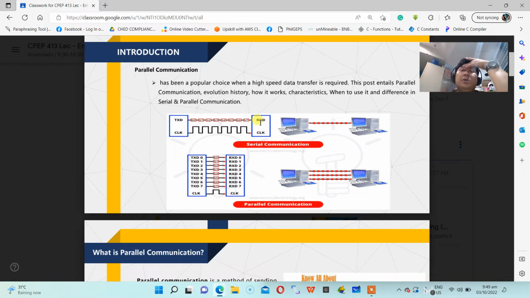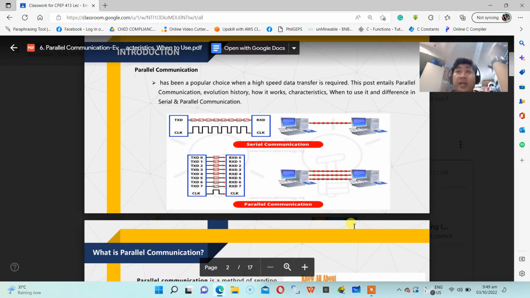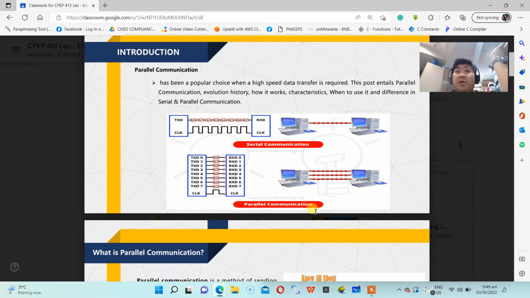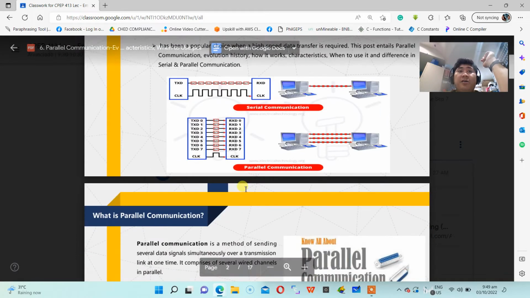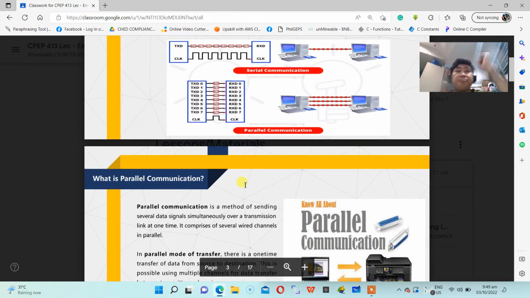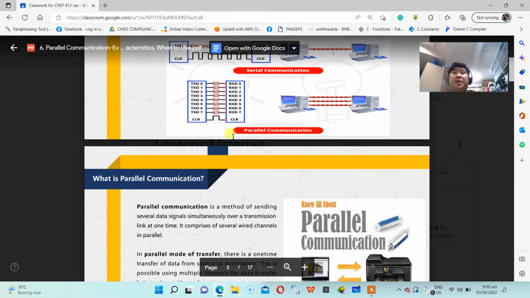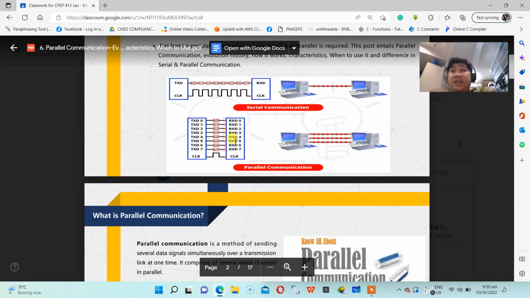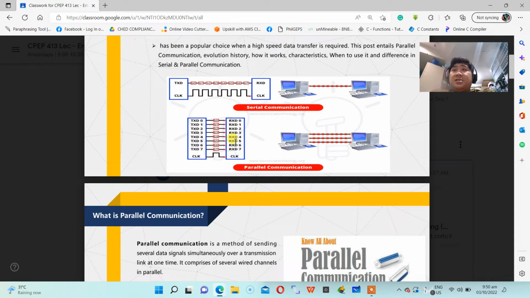So sir, if parallel communication is very fast, why is it not commonly used anymore karon? Okay? Most of the transfers karon are more on serial, di ba? So one of the drawbacks is that parallel transfer is more expensive in terms of the materials to be used.